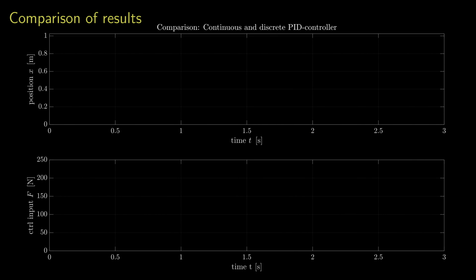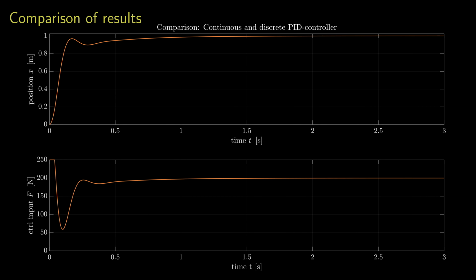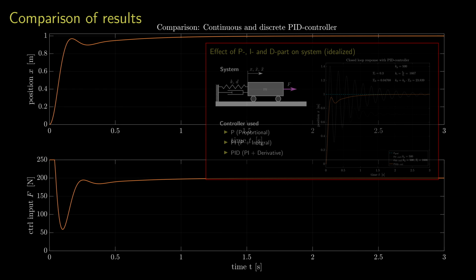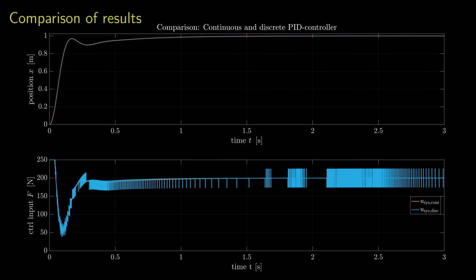Let's look at the simulation results next and compare the results of the two simulations. I already showed you the results for the continuous simulation and the effect of the different parts of the controller in last month's video. Let's now put the result of the discrete simulation on top and take a closer look. We see two things. First, that the position seems to be identical, and it almost is. But secondly, that our controller input jumps around a lot, especially compared to the continuous simulation. This is not an error in the simulation, this is something that will happen on a real system as well.